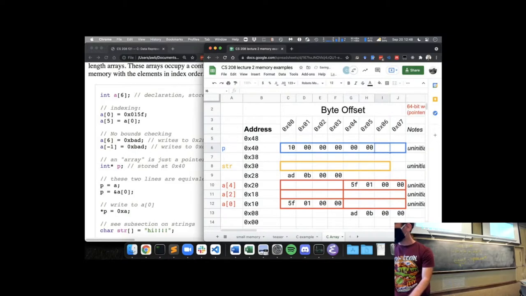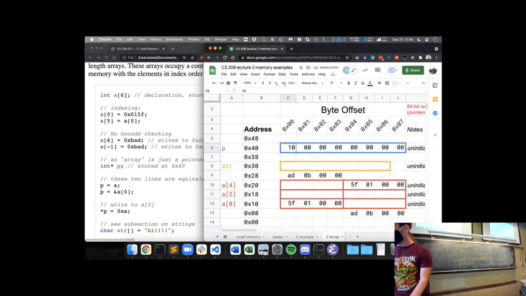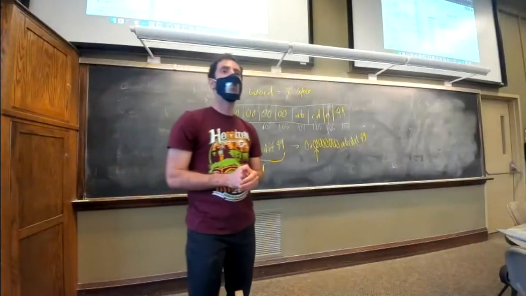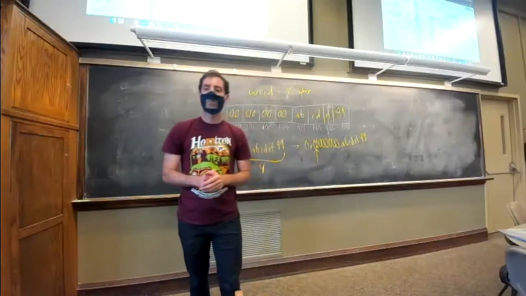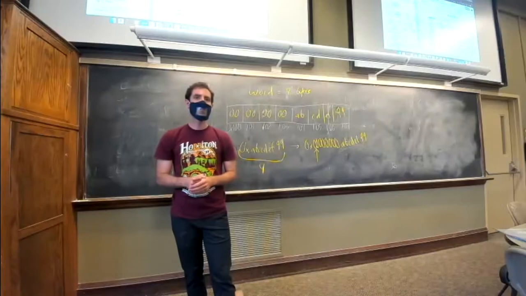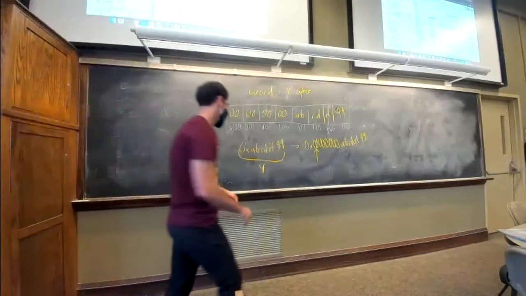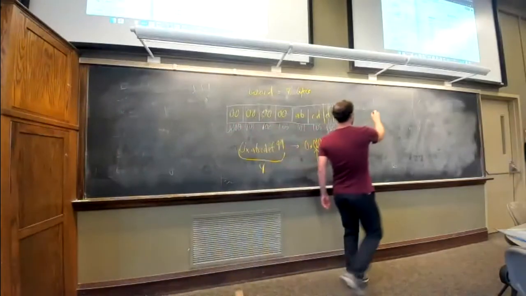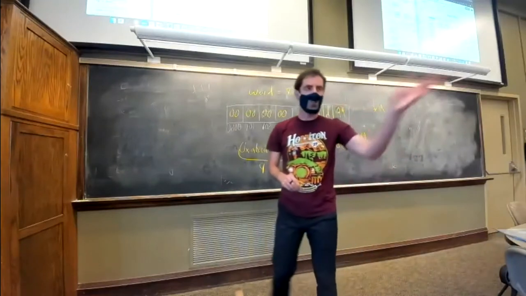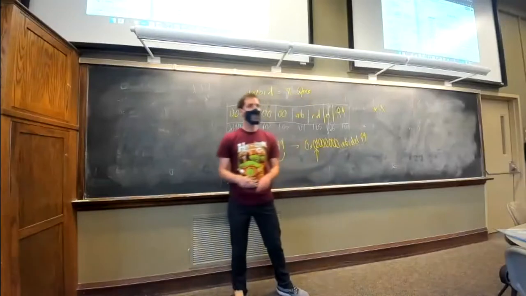And our pointer is 8 bytes. So it would look like this. Yeah. So if you dereference an array variable, it would just give you the value at the 0 index. That's exactly right. If we said star A, we would just get the value at the first element.